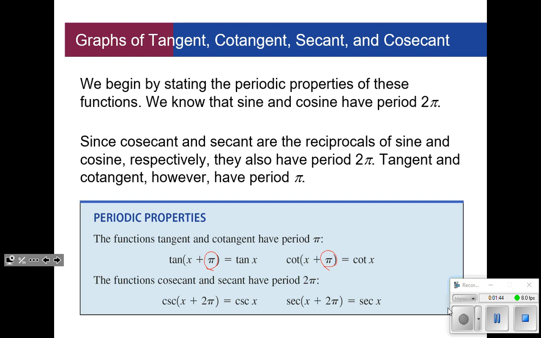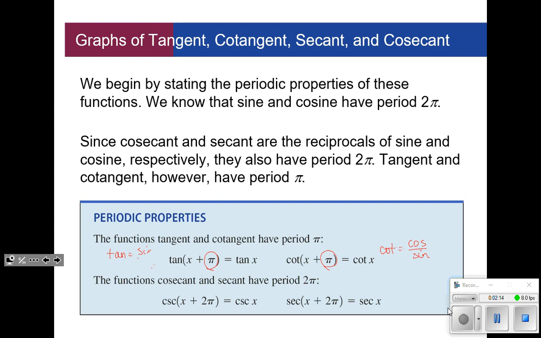For tangent and cotangent, because they're fractions, remember tan is sine over cosine, and cotangent is cosine over sine. If you did all the math, and you'll see here in a chart in a minute, the periods for tangent and cotangent are just 1 pi, not 2 pi.